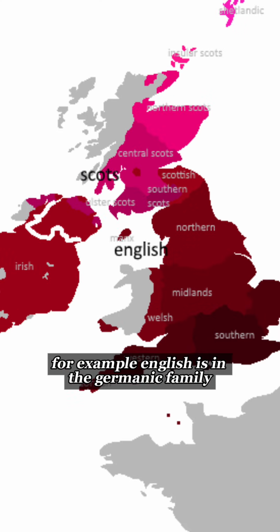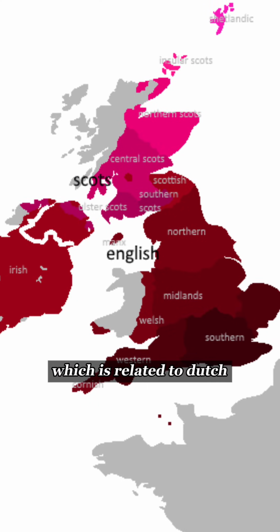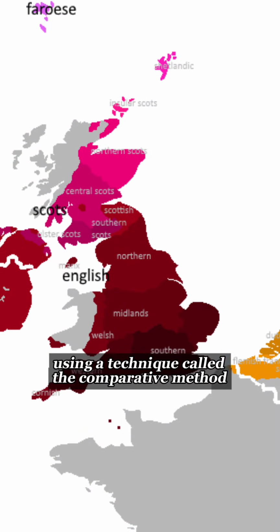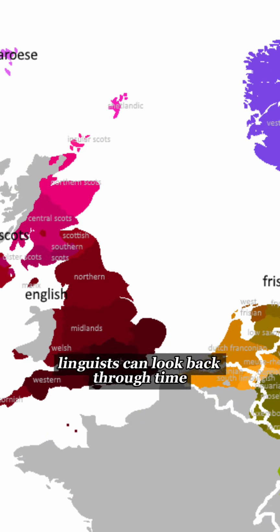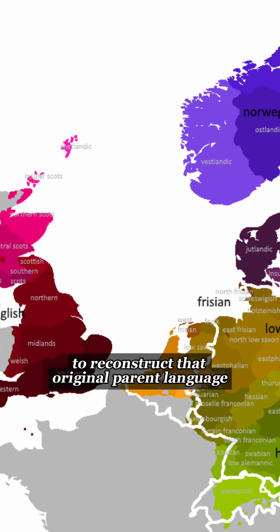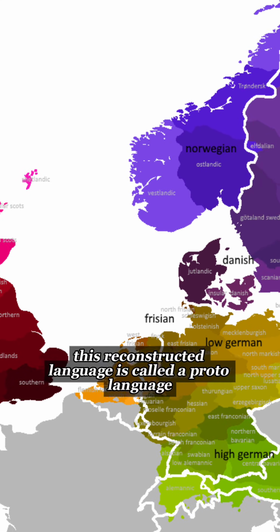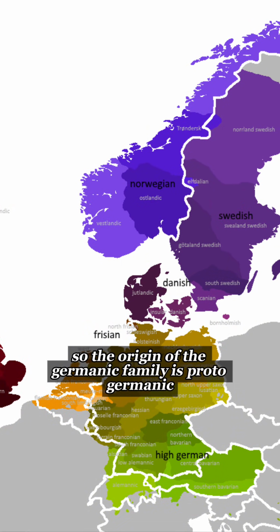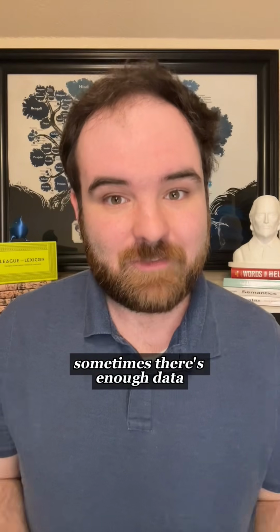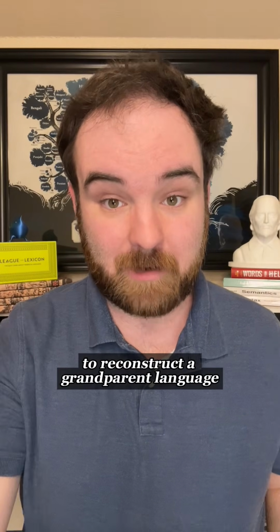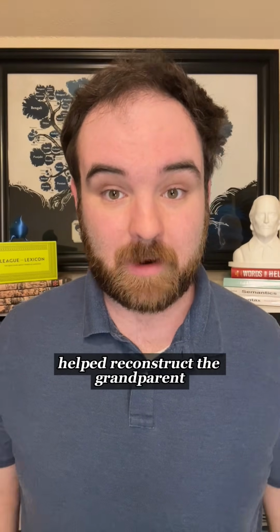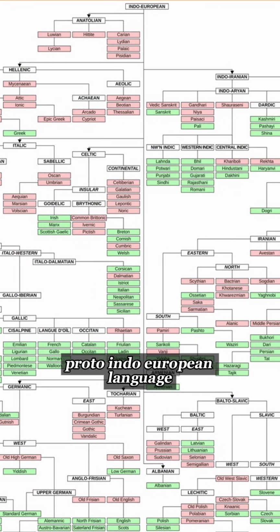children. For example, English is in the Germanic family, which is related to Dutch, German, Scandinavian languages, and others. Using a technique called the comparative method, linguists can look back through time to reconstruct that original parent language. This reconstructed language is called a proto-language. So the origin of the Germanic family is Proto-Germanic. Sometimes there's enough data to reconstruct a grandparent language. For instance, Latin, Greek, Sanskrit, Hittite, and other ancient languages helped reconstruct the grandparent Proto-Indo-European language.